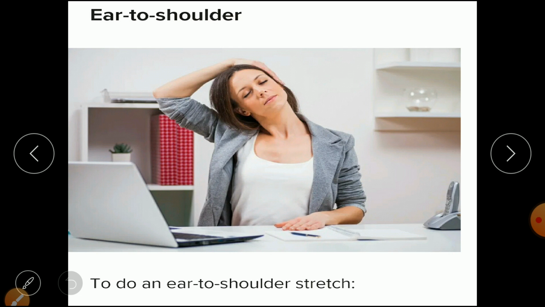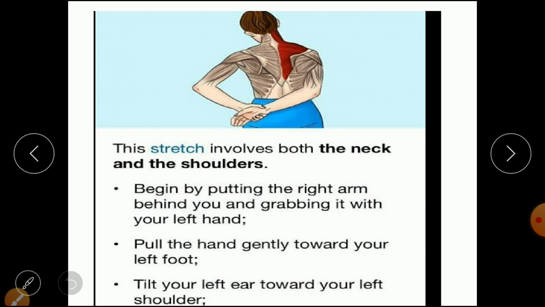The same technique is shown in the diagram of a computer worker, so they gently stretch this trapezius muscle, which gives pain relief. This is also known as the ear to shoulder stretch. Here is another technique in the sitting position. This stretch involves both the neck and the shoulder muscles. Begin by putting the right arm behind you and grab it with your left hand because you want to stretch the right side. Pull the hand gently toward your left side and tilt your left ear toward your left shoulder. This causes a stretching of the right side.